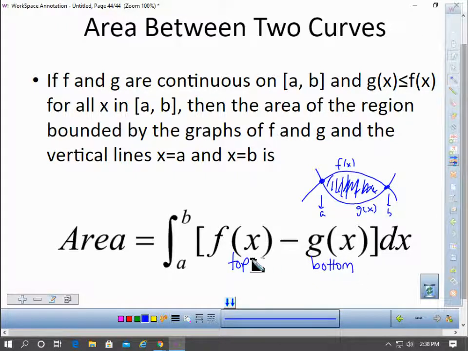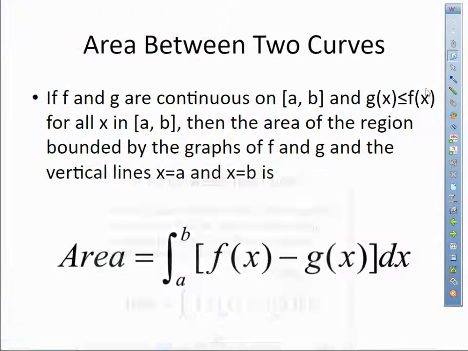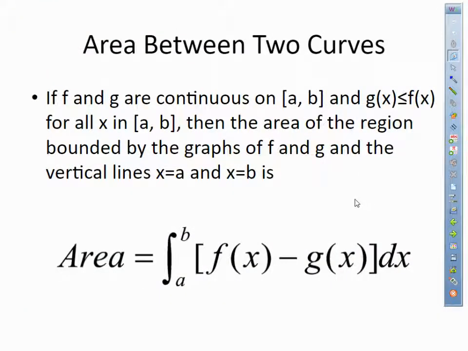If you do bottom minus top, then you're going to end up with negative answers, right? Because you're going to be doing the smaller piece minus the bigger piece. So you've got to do the top curve minus the bottom curve, or else all your answers are going to be negative when they shouldn't be. Okay? So that's how you find the area between two curves. You just do the integral of the top curve minus the bottom curve.